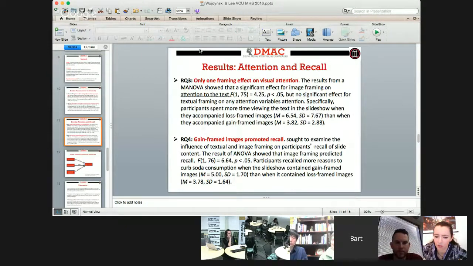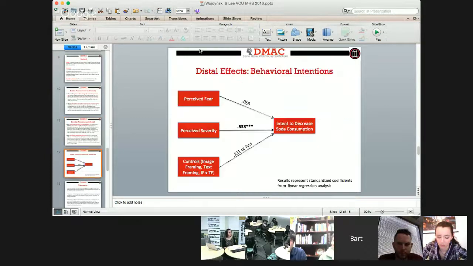Recall in this case was operationalized simply in terms of the number of different reasons out of the 8 in the slideshow that they could recall to drop diet soda consumption. And in this case, we did find that image framing, so image gain-loss framing, predicted recall, and this is actually the one effect where gain framing led to more significant outcomes than loss framing. So gain-framed images, people actually remembered more of the potential positive consequences they could receive from cutting their diet soda consumption than when the images were loss framed.